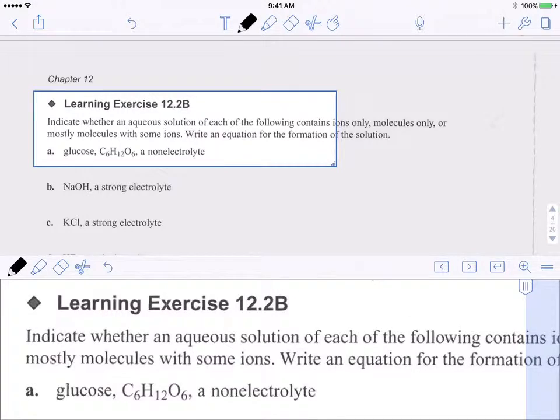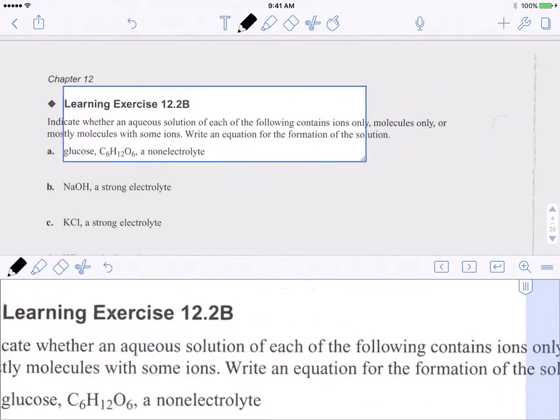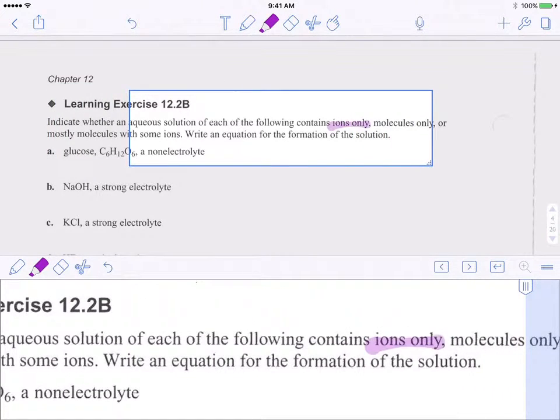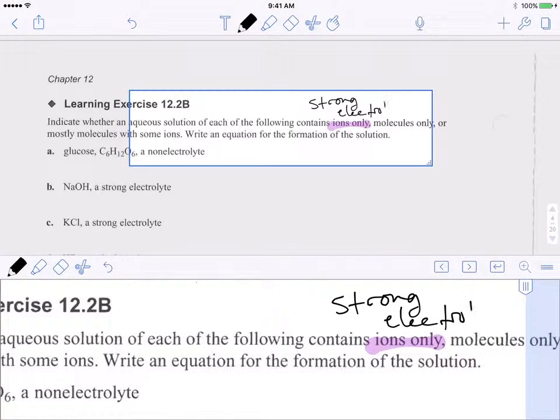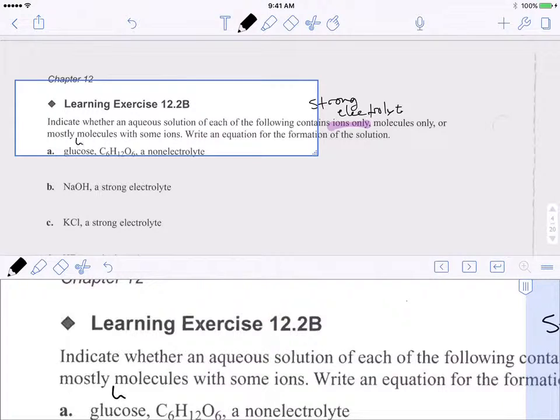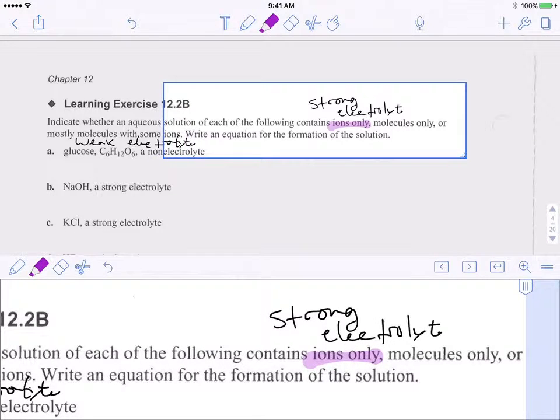All right, indicate whether an aqueous solution contains ions only, molecules only, or mostly molecules with some ions. So you have a few things here. The first thing we're going to talk about is ions only. Another word for that would be strong electrolyte. Mostly molecules and some ions. Well, that would be a weak electrolyte. Then write an equation for the formation of, oh, I forgot this one.